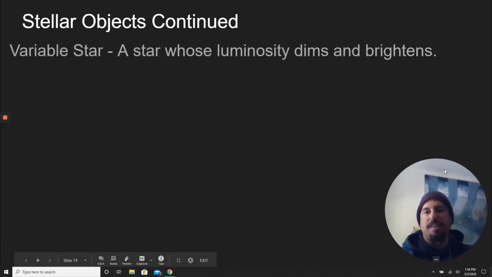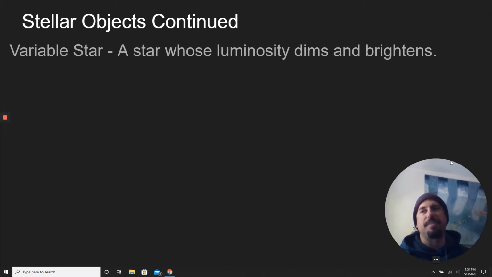pulsars. A variable star is a star whose luminosity dims and brightens. And there are several stars, actually there's lots of stars that we know do this. Some of them are very reliable, some of them aren't. They just fade and they get brighter. And we're not talking about something visible by the naked eye, but we can actually measure it pretty accurately and see, oh my gosh, this star is getting brighter and it's getting dimmer, and it's getting brighter and it's getting dimmer. So those are variable stars.